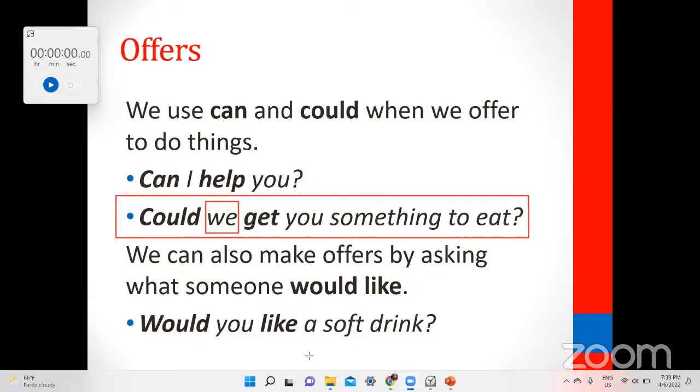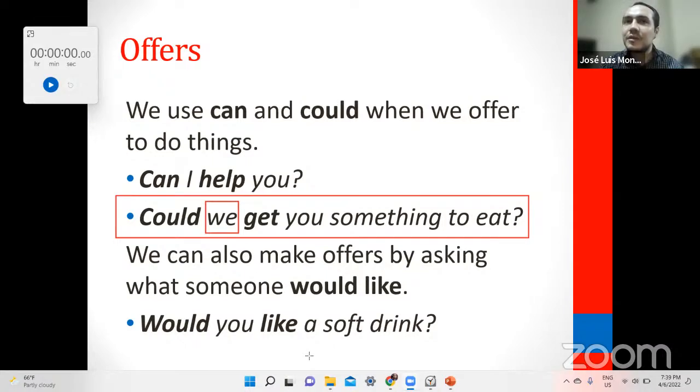Could we get you a coffee? It's correct? It is correct. If you are, for example, in your house and you are with your husband or with your family, okay, and you have a guest, it's like you as a group, you are offering something to that person, right? And you're saying, hey, could we get you something to drink? Could we get you something? Or again, if you are offering anything to another person, you as one person or you as a group, it's going to be correct.